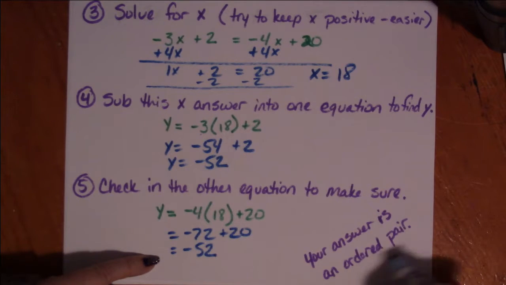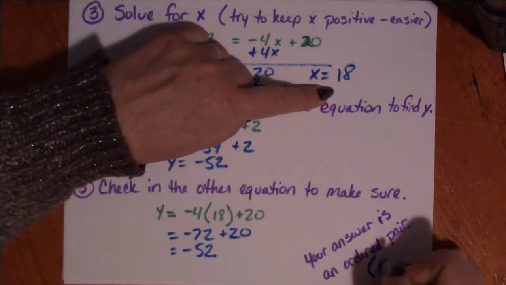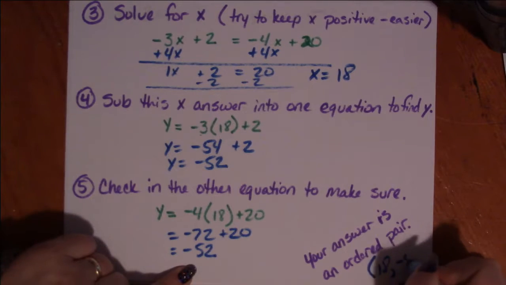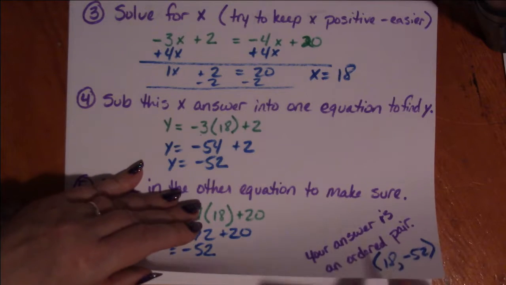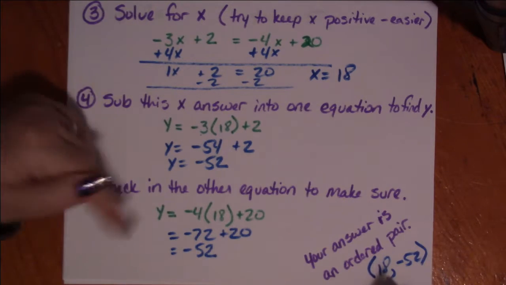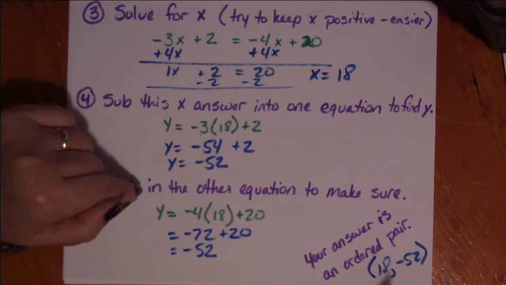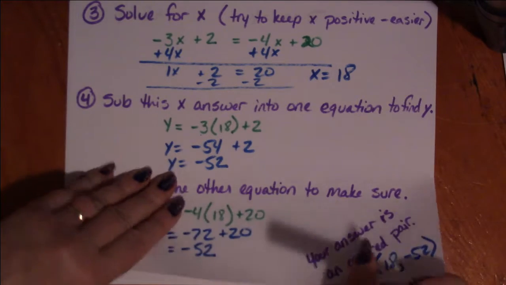Now our answer is going to have to be in an ordered pair. So our answer is actually going to be 18 comma negative 52. And now we're done. It's a lot of steps, but once you get used to it, they'll come very naturally, and it's all mathematical and it's no graphing, and that's why I like it.